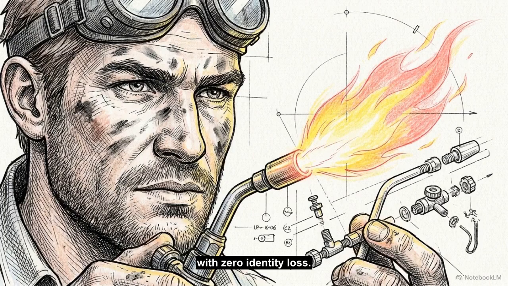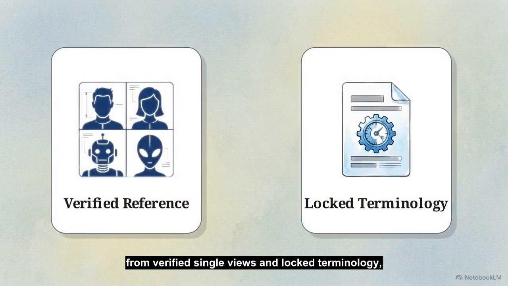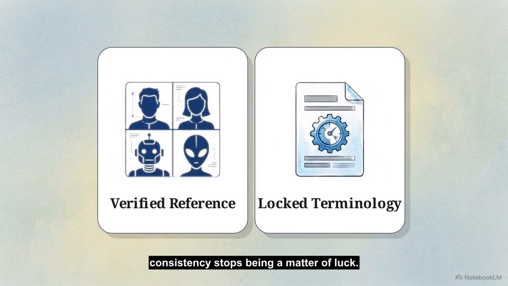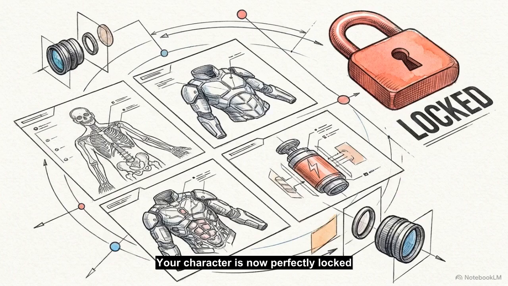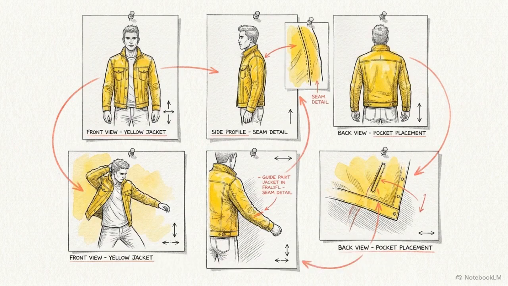with 0 identity loss. Once your reference sheet is built from verified single views and locked terminology, consistency stops being a matter of luck. Your character is now perfectly locked and acting as a flawless anchor. The next step is to take this foundation and design the narrative around it using a storyboard.